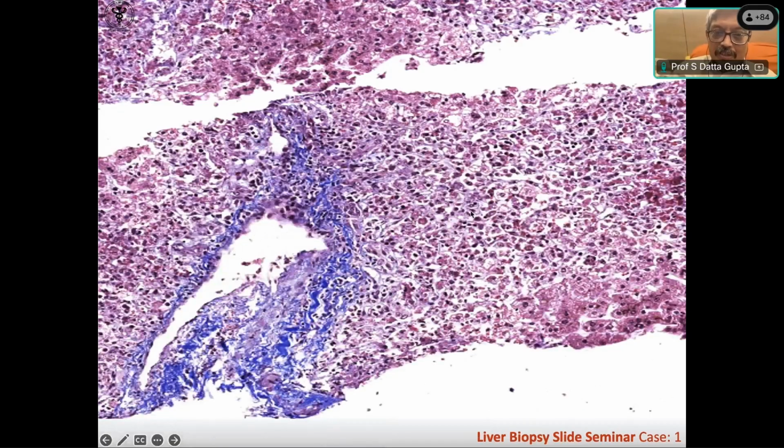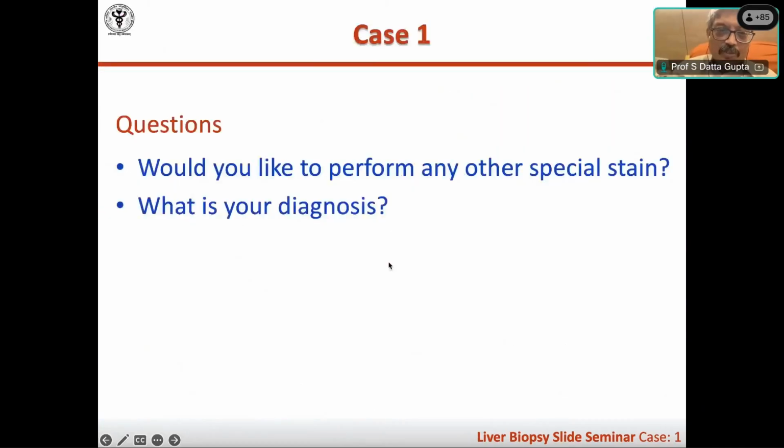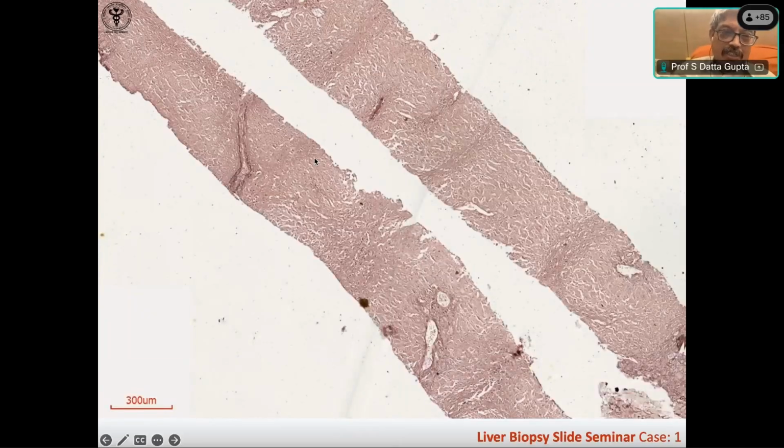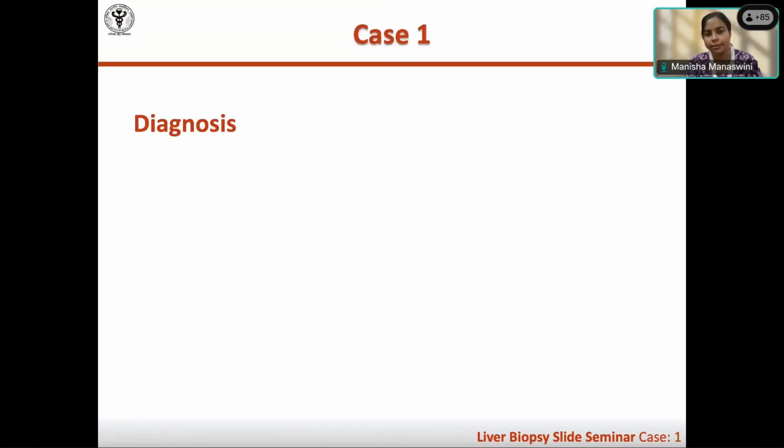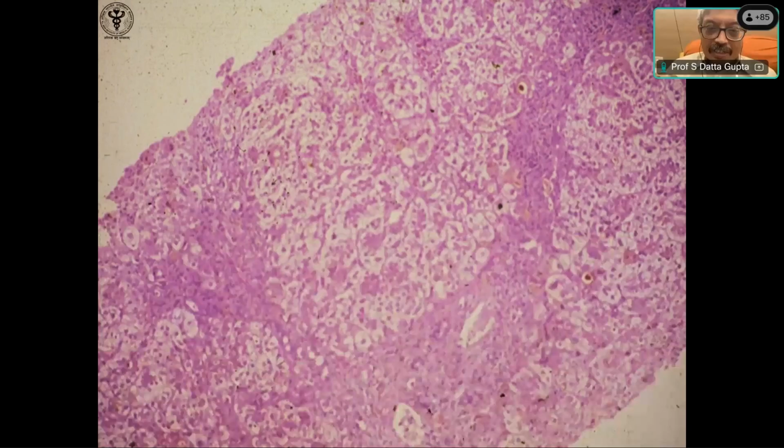Somebody may say, no, I'm seeing little bluish here and there. But in Orcein, it's quite clear. There's no staining here. So if there was fibrosis, it should have been like this. There is no fibrosis, so that's how it helps. I hope it's clear now. Yes, sir. So Orcein is a good stain for that.